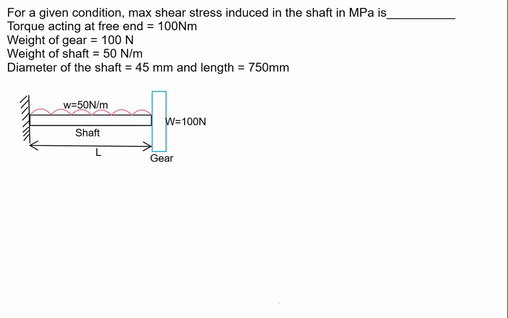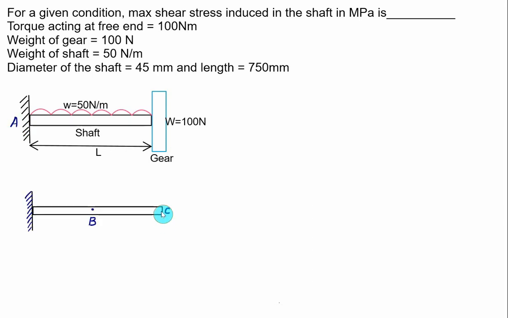mm. The torque of 100 Newton meter will develop the shear stress, and due to the weight and the self weight the bending moment is caused. So we'll convert this diagram into a line diagram and we'll calculate the maximum bending moment at the fixed end A.